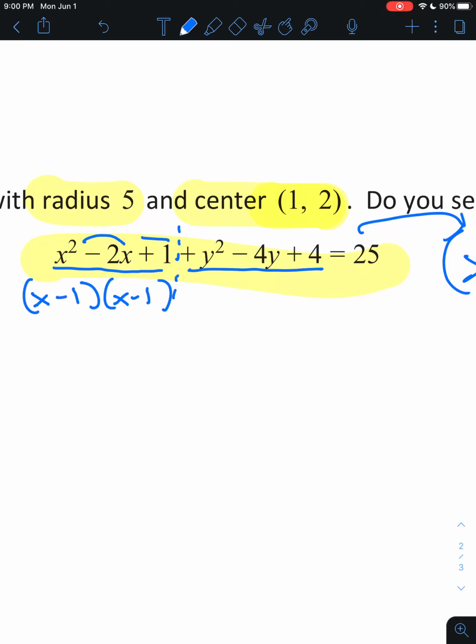Let's look over here on the right side now. We have positive 4 and negative 4 in the middle, so we have to think about what two numbers multiply to positive 4 and add up to negative 4. Well, if you think about it, it would be negative 2.